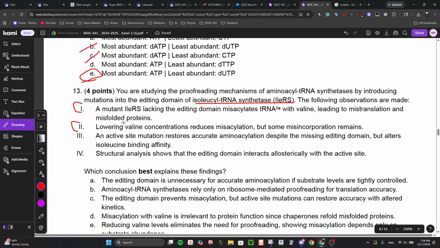Great. Okay, that's fine. Lowering the valine concentration reduces the misacylation. So it's no longer acylating valine that much. But there is still some misincorporation. That's important to know. And then an active site mutation restores accurate aminoacylation despite missing the editing domain. So if you mutate the active site so it specifically binds isoleucine, it works fine, but it alters the affinity for it. And then the structural analysis shows that the editing domain interacts allosterically with the active site.